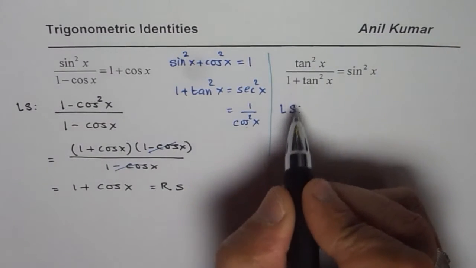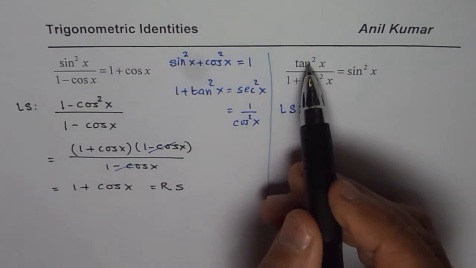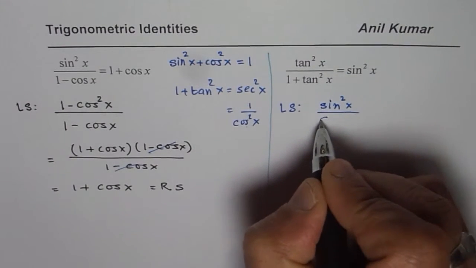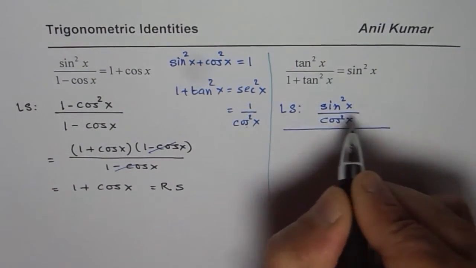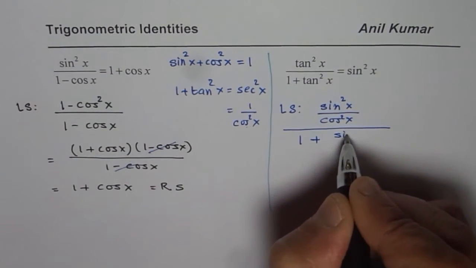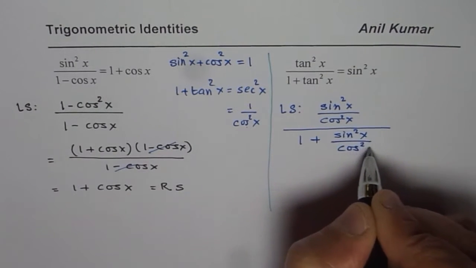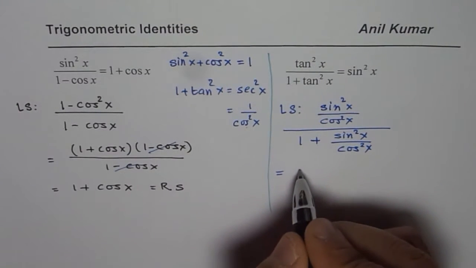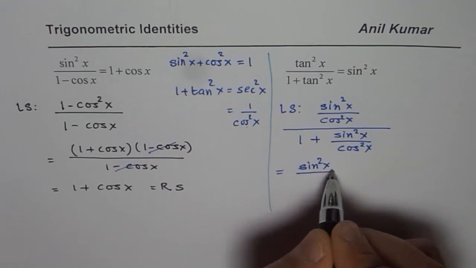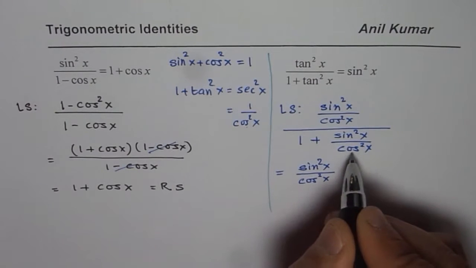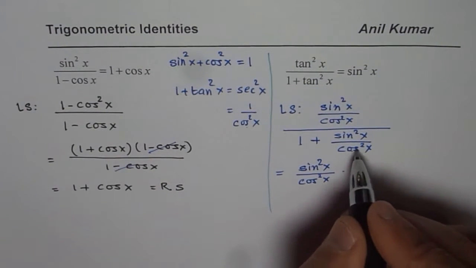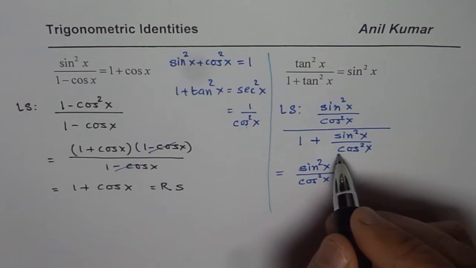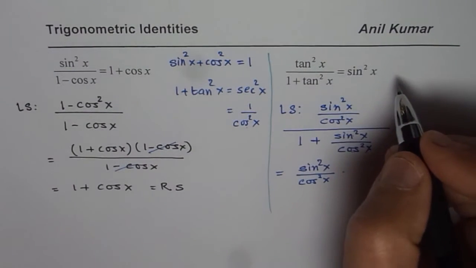So we'll begin with the left side again. But this time my strategy is to write tan as sine over cos. So I'm writing tan square x as sine square x over cos square x, correct? And in the denominator also I'm writing tan square x as sine square x over cos square x. Now we'll take cos square x common, right? So in the numerator it is sine square x divided by cos square x, correct? And the denominator, when I take this common, I'm left with one plus sine square x over cos square x.